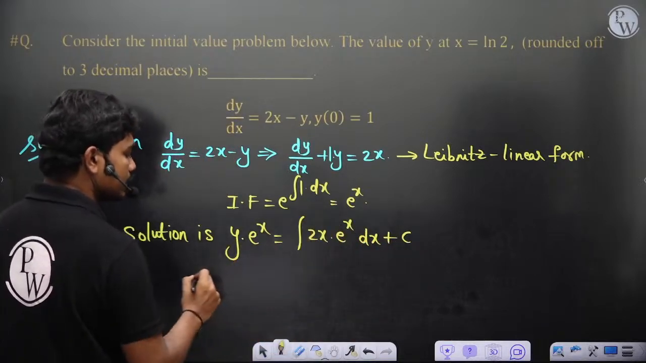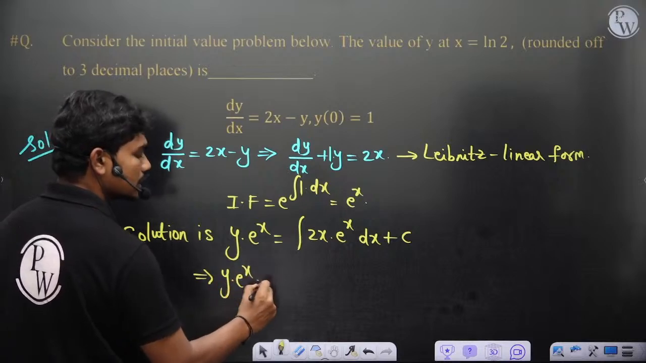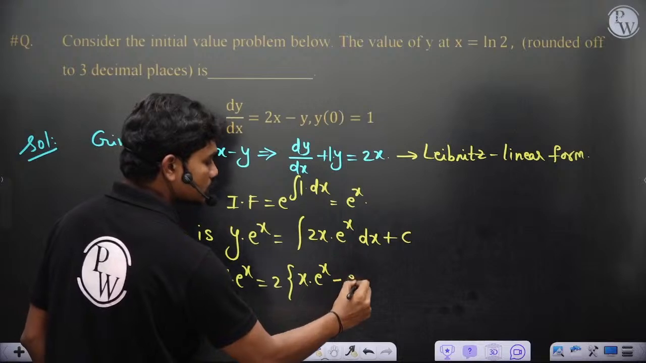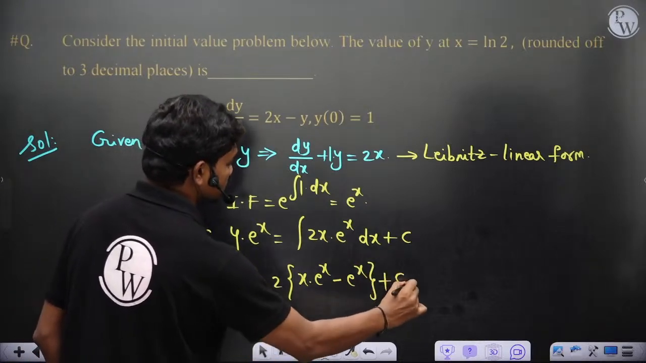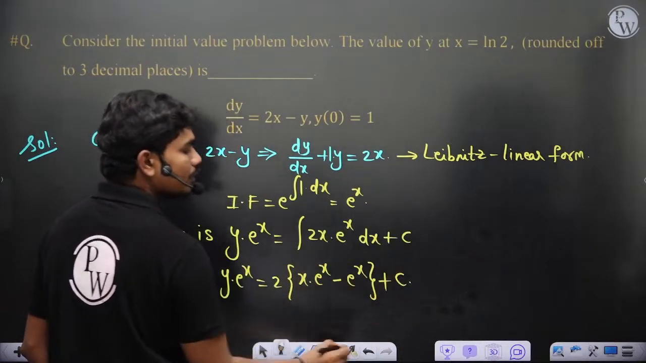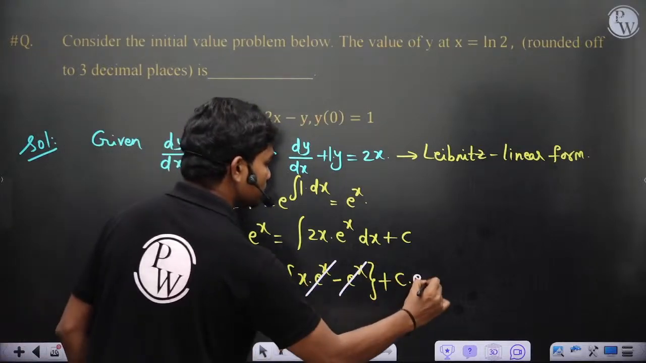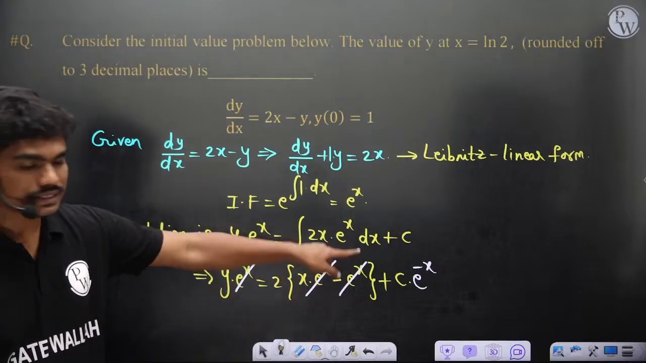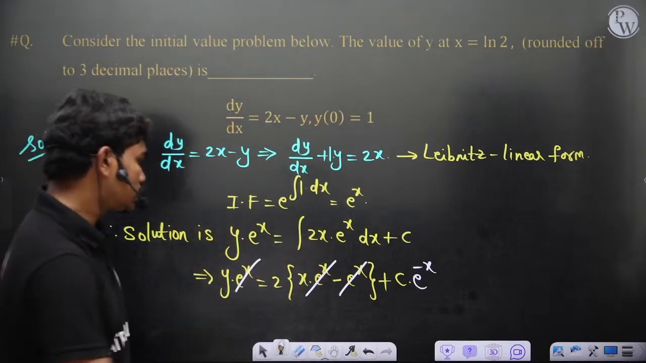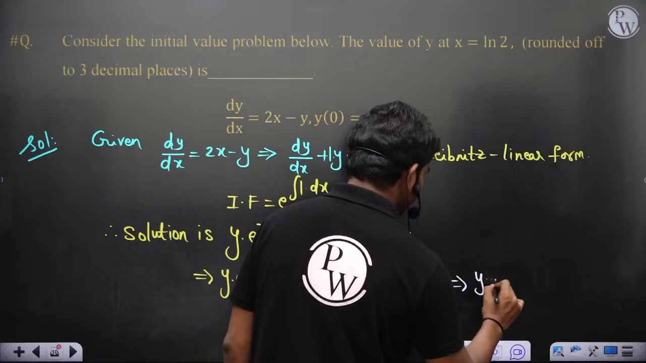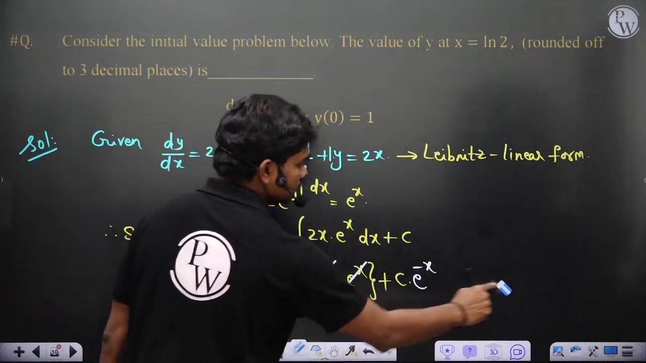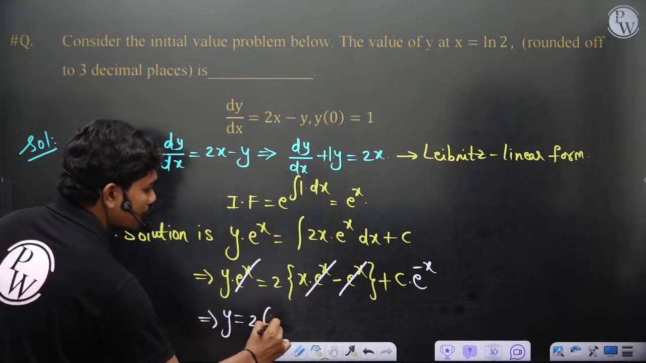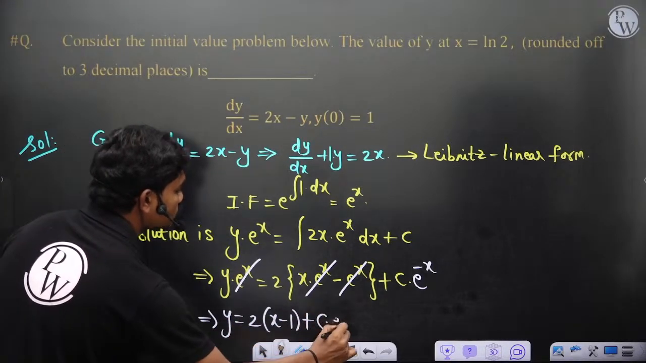And we know the technique for writing this integration. y into e power x is equal to 2, if you take common, first function into integration of second minus derivative of first into integration of second, and that's all, plus constant. We can cancel e power x in each and every term, so that e power minus x comes onto the last term. Finally we have y is equal to 2 times of x minus 1 plus constant times of e power minus x.